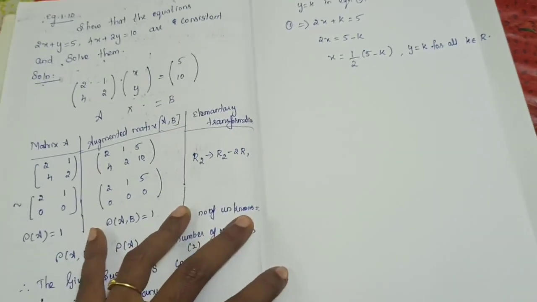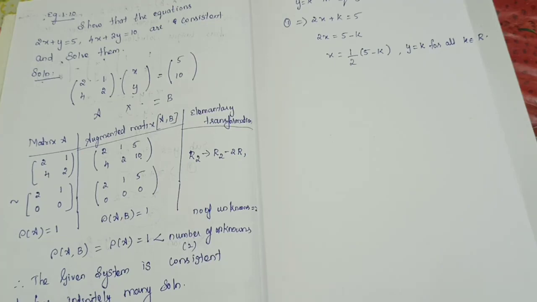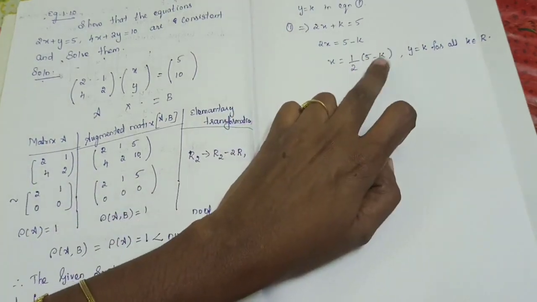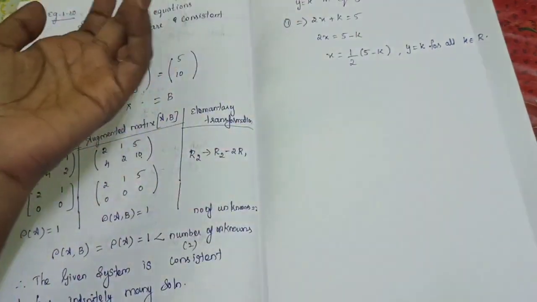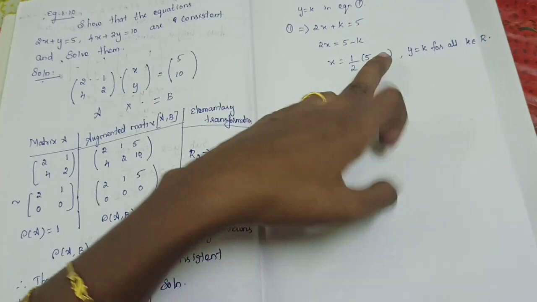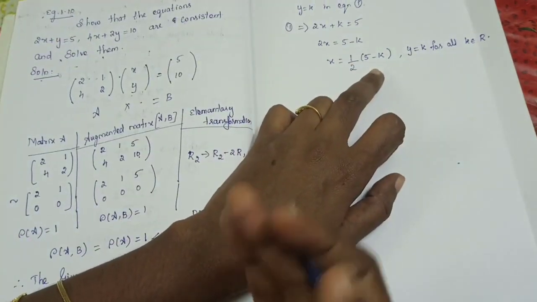Now, how we need to conclude the answer is, when we are giving different values to k: if I give the k value as 1, I will get one solution. If I give k value as 2, I will get another solution. If I give k value as 3, I will get another solution. Like this, we can find infinitely many solutions. That's the meaning. Understand? For giving different values to k, we will obtain infinitely many solutions. Whatever numbers you need, you can put for that k. If you need, you can check.